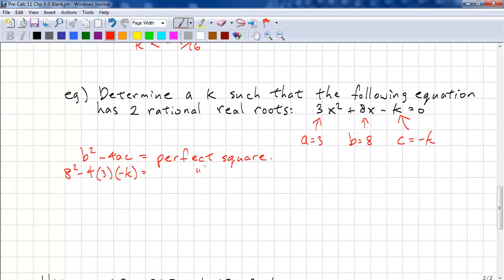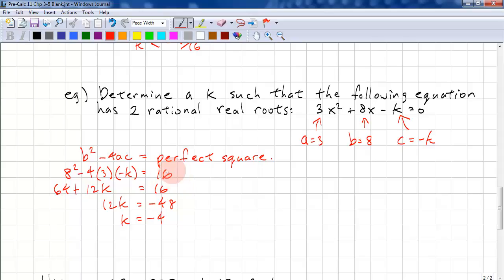Perfect square. Just pick any perfect square. 16. Okay, so we have 64 minus, and it's actually a plus because we have two negative signs. 4 times 3 is 12k. So 12k equals 16 minus 64, which is negative 48. k, divide both sides by 12, we have negative 4. So that's one solution. If you substitute a different perfect square, you get a different solution.